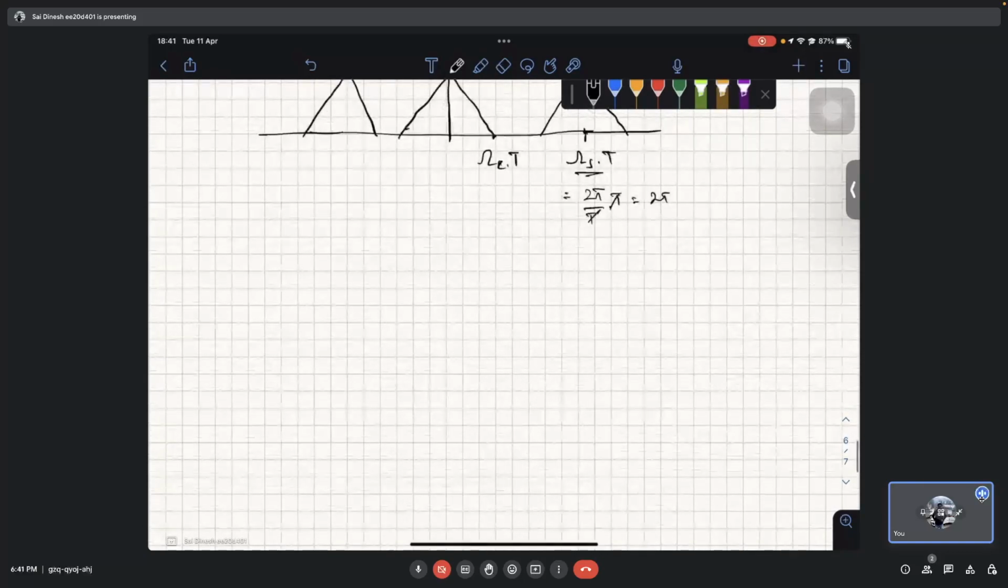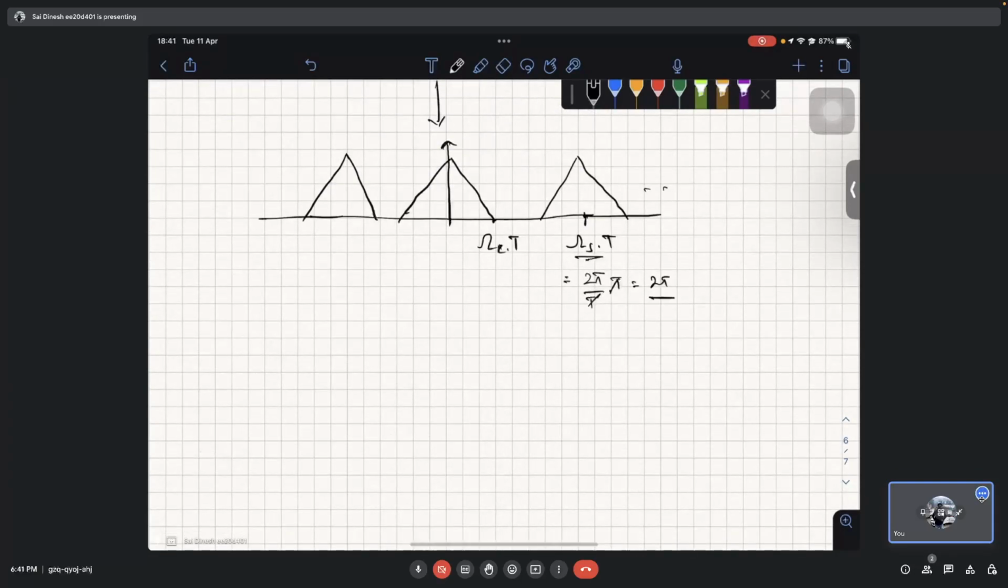So basically what we have here is a 2 pi periodic DTFT of x of n, right? And then we have 1 by T here. Clear? So this is the concept of sampling.